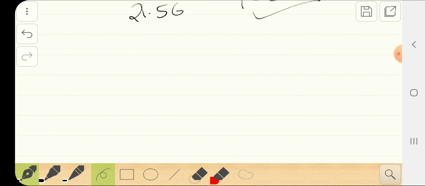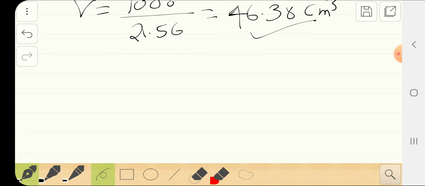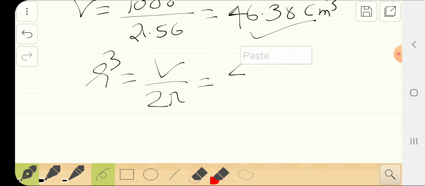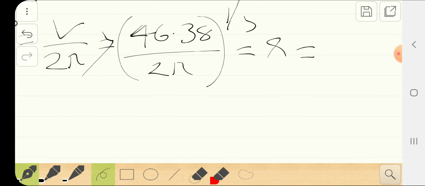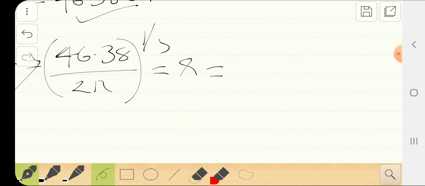Now let's find out the radius. So you know that radius r cube is equal to volume by 2 pi. So it's 46.38 by 2 pi, raised to 1 by 3 is equal to radius. So you get that radius is equal to 1.95 centimeters, you can do the calculation yourself. So that's the radius of that cylinder.